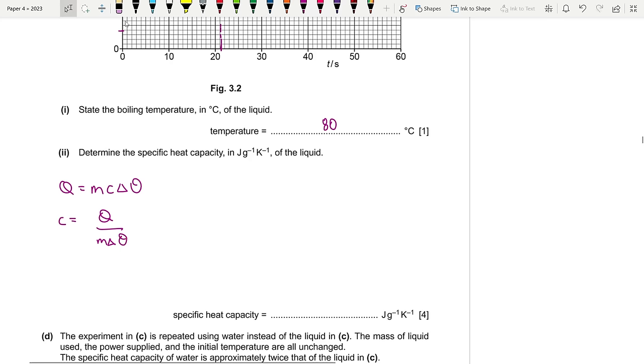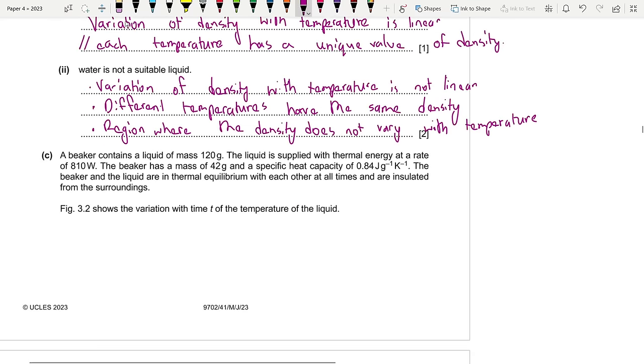Now the thing is, sadly we do not have Q, but I think we can figure that out. How? The beaker has a specific heat capacity of this. The beaker has a mass of this. Okay, so this is the situation. The beaker contains a mass of 120 grams of water. The beaker itself has a mass of 42 grams and a heat capacity of 0.84.